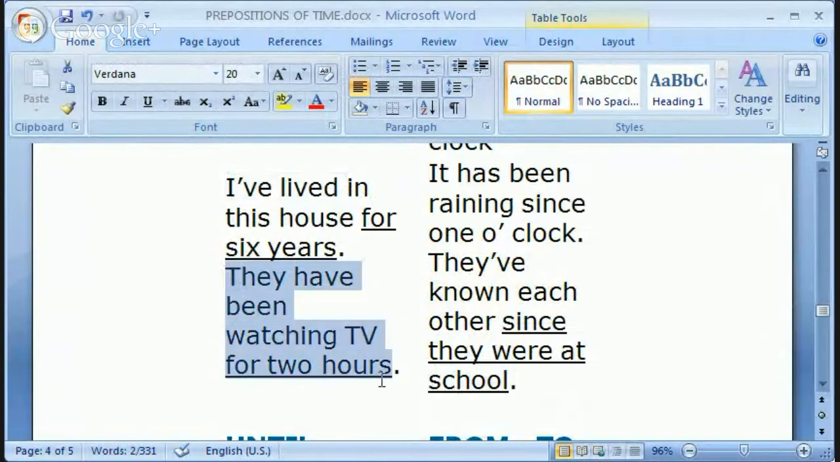As does this next sentence. They have been watching TV for two hours. Again, you have a perfect tense being used, and in fact, it's actually a perfect continuous tense, present perfect continuous, because you're describing an action that takes time, that takes duration.